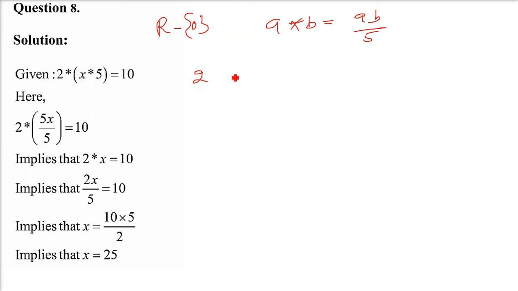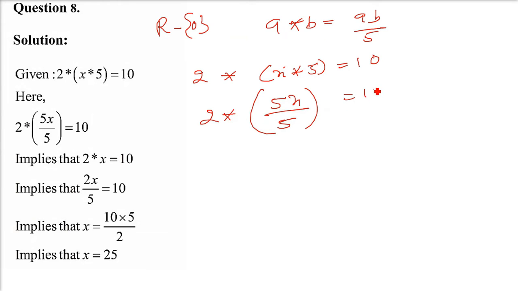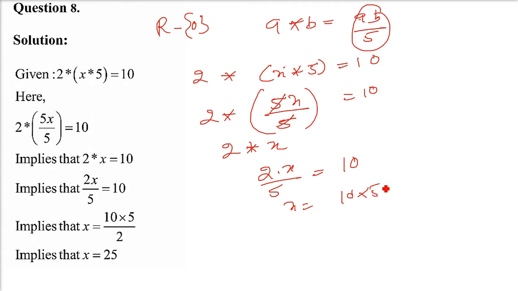So 2 star, then x star 5 equals 10. So we'll use this expression. A star b is ab by 5, so it will be x into 5 by 5, that is 5x by 5. 5 gets cancelled. It will be x. Let us write it as 2 star x. So 2 star x is equal to 10. Again we'll apply ab by 5, so it will be 2x by 5. This is equal to 10. So you get 10 into 5 by 2, 2 5s are 10, 5 5s are 25. So x equals 25 here.